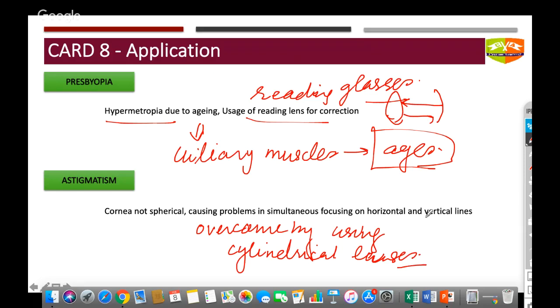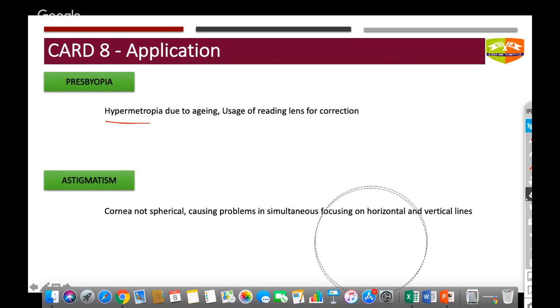As simple as that. So with this, I come to, let me check if there is anything that I need to explain in the human eye.